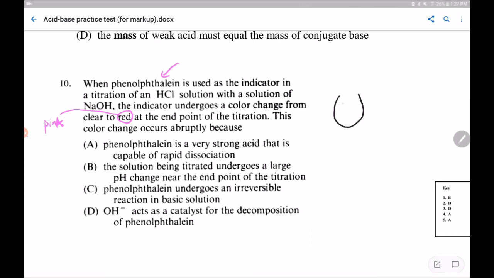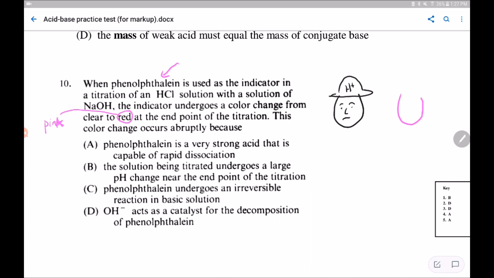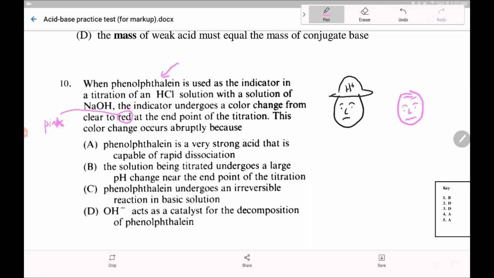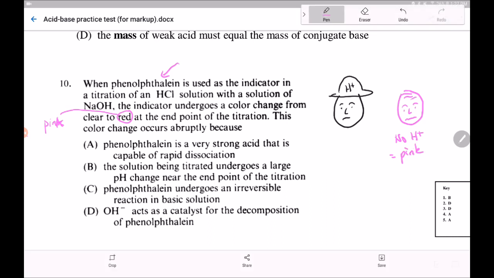I hope this model looks familiar to you. The colorless phenolphthalein is that which has an H plus ion attached to it. The pink phenolphthalein has lost its hat, has lost the H plus. So the pink form has no H plus. So it is a deprotonation that turns the phenolphthalein pink.